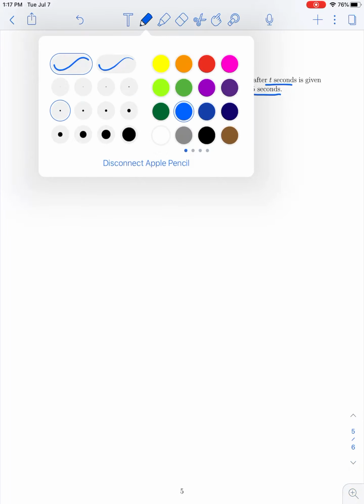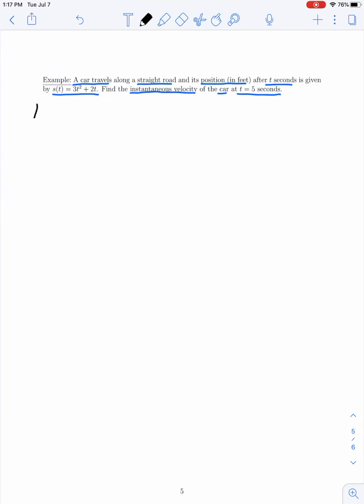So here, our instantaneous velocity after 5 seconds would be the limit as h approaches 0 of s of 5 plus h minus s of 5, all over h. So that is the limiting value of our average velocity from time 5 to 5 plus h, as that value h is getting smaller and smaller. So let's see what our limiting value would be.